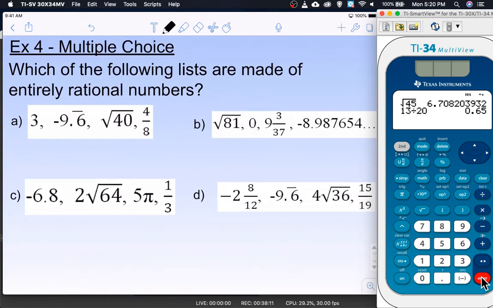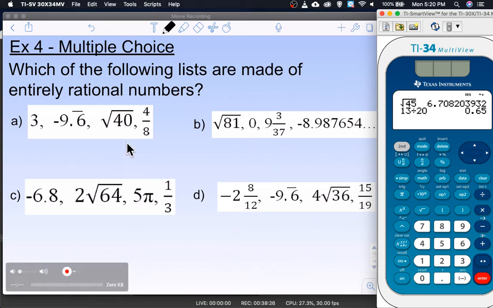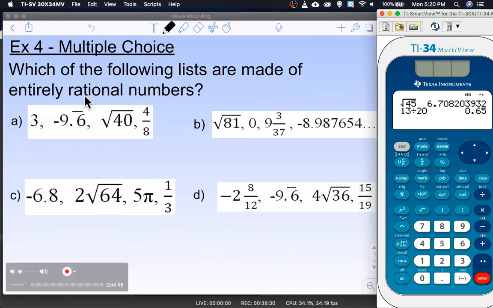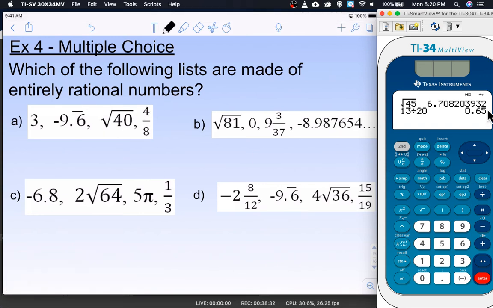Last skill for this lesson is, well, this one says, which of the following lists are made of entirely rational numbers? So I've got four different sets of numbers here. Which of these sets, A, B, C, or D, only has rational numbers in it?